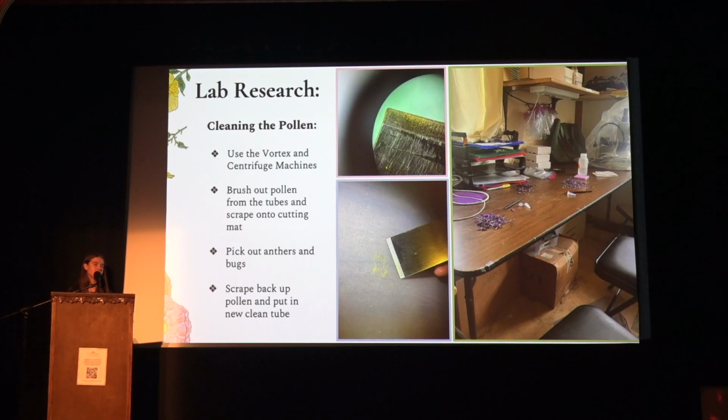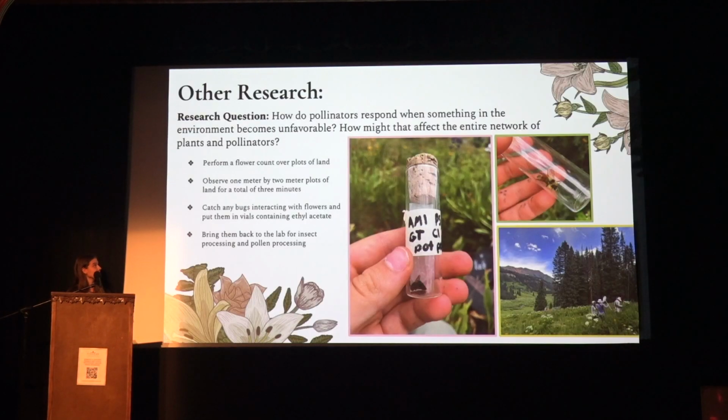If that was not enough, sometimes we would have to take a makeup brush to take some of the pollen from the tube, pick through it with tweezers on the cutting mat, and then we would use a paint scraper to scrape it back up and put it in a clean tube.